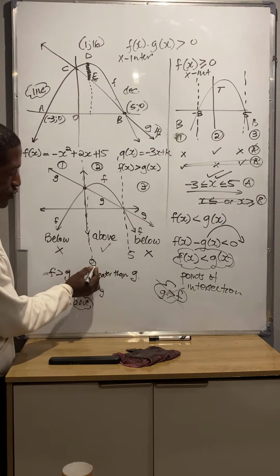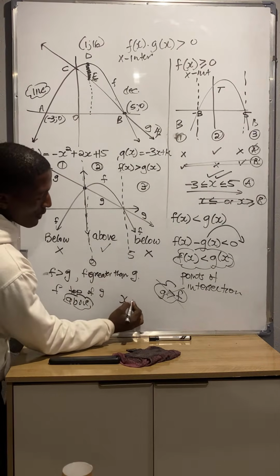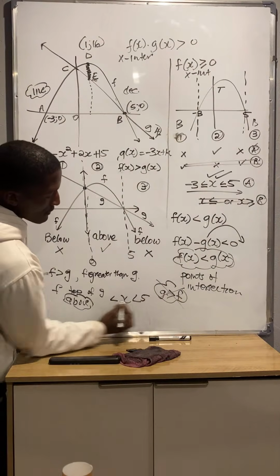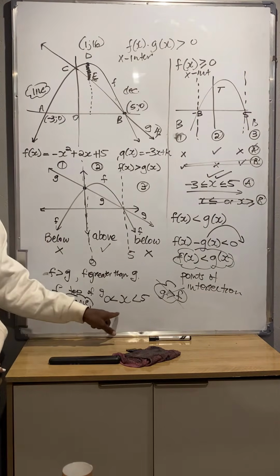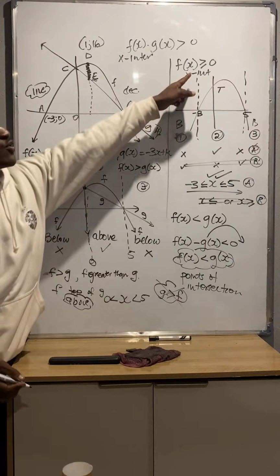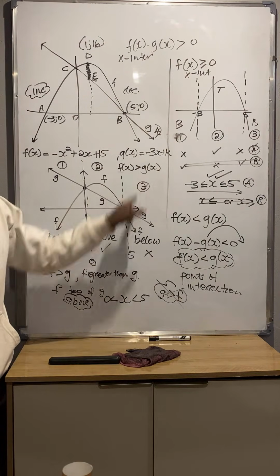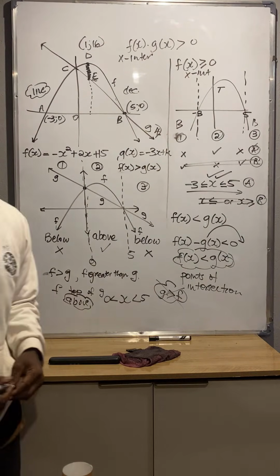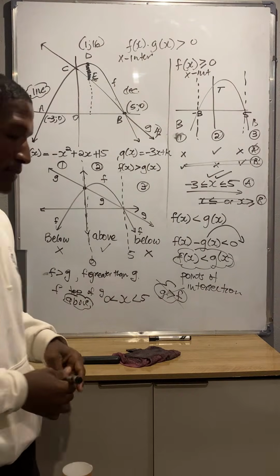Therefore, our answer here is going to be 0 and 5. Therefore, our final answer, 5 and 0. This is our final answer, because it was not included. It was not included, therefore we are not going to include it, family.